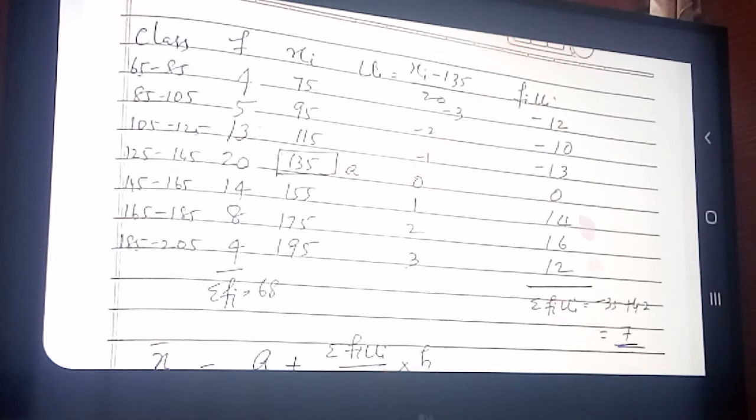And now the next column, fi ui, find and multiply. 4 into minus 3 is minus 12, 5 into minus 2 is minus 10, 13 into minus 1 is minus 13. Okay, 20 into 0 is 0, 14 into 1 is 14, 8 into 2 is 16, and 4 into 3 is 12. Then for fi ui, add the negative numbers and positive numbers, and you get sigma fi ui as 7. Okay, you know all the details now. So you apply in the formula now.